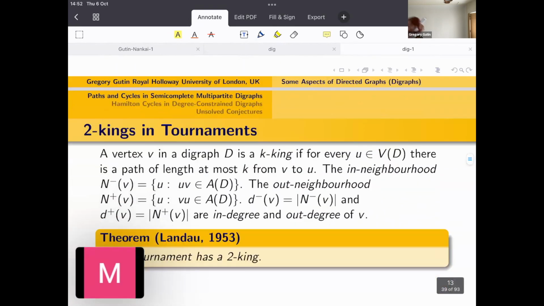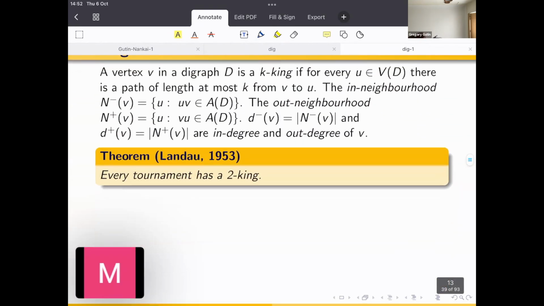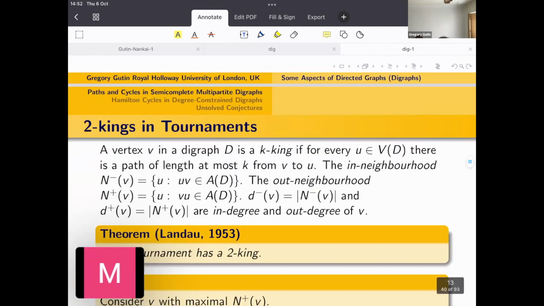So what Landau proved in 1953, motivated by observing some chickens. That was really kind of a funny thing, but he motivated his result by observation of the behavior of chickens. Every tournament has a 2-king. That means that there is a vertex in every tournament which can reach any other vertex in two steps. Well, it's simple. Consider how to prove it.